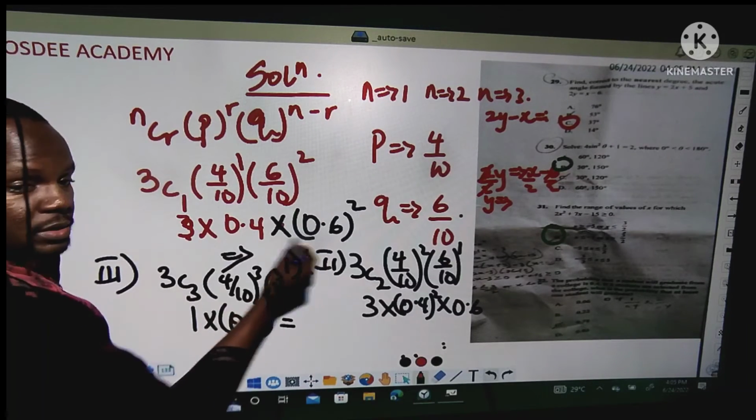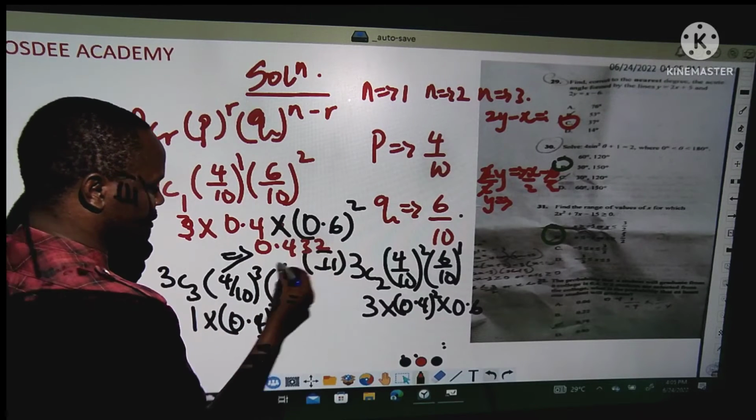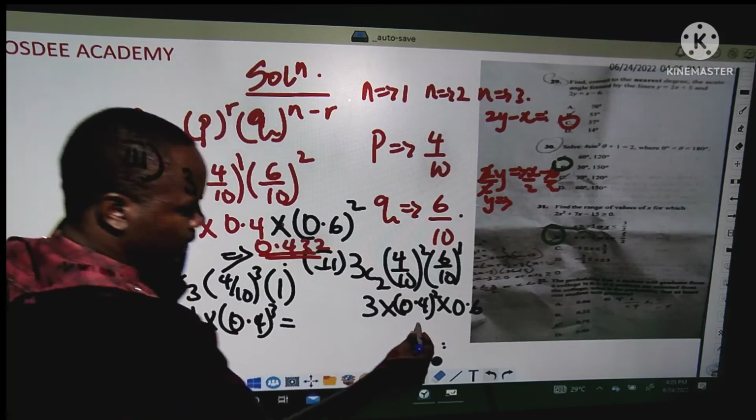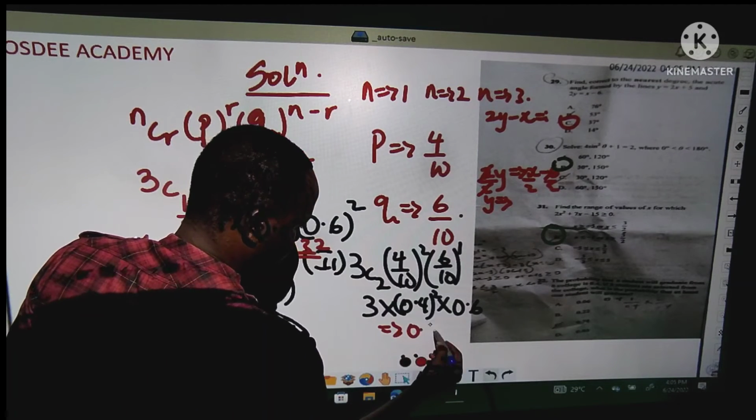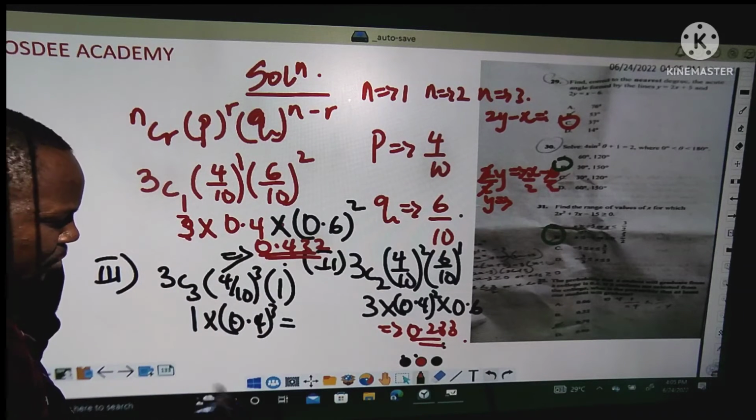So this one, what do you call this one? 0.432. I think this is correct. This one, 0.288. Then this is raised to power 3, 0.064.